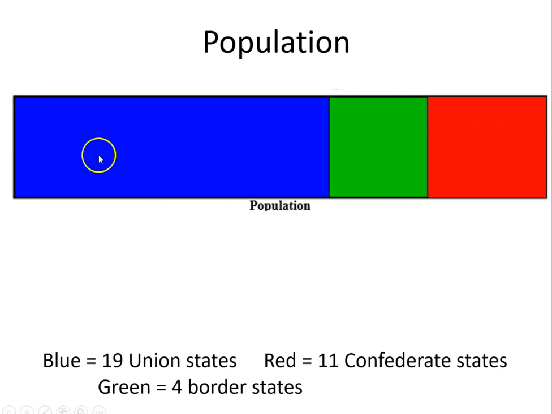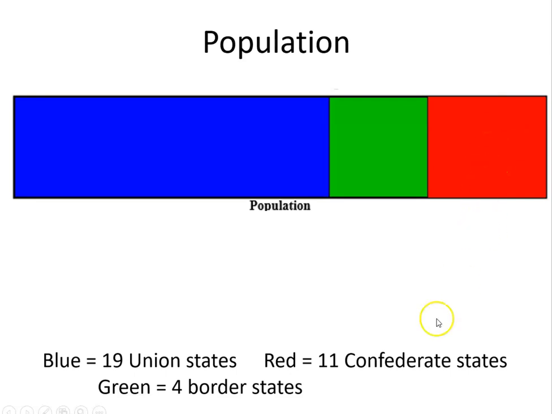So the Union in blue has, I don't know, what is that, roughly 60% of the population. And then another maybe 20% or so are in border states, which are divided between North and South. The South looks like it has maybe a quarter of our population. Keep in mind, about 4 million of those people are slaves.